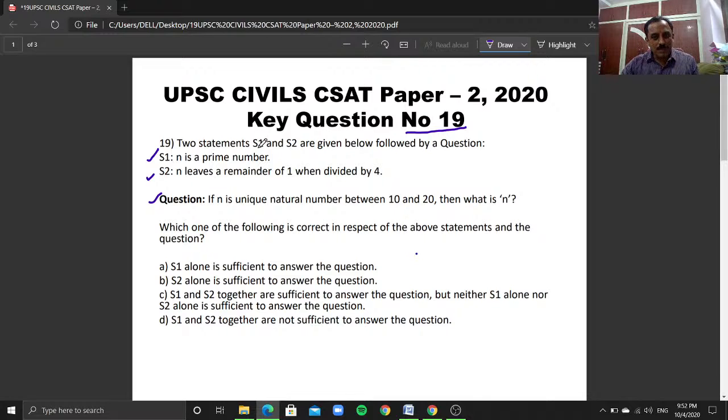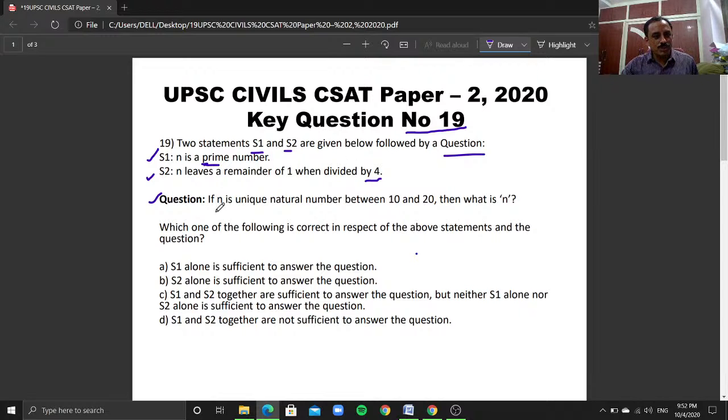So here two statements S1 and S2 are given below, followed by a question. S1: N is a prime number. So what is N? N is a number, and it is a prime number. How many prime numbers are there? Infinite prime numbers are there. And statement 2: N leaves a remainder of 1 when divided by 4. One more thing, in data sufficiency, the answer should be unique. Sometimes you may get two answers or more than two answers. It means the data is not sufficient.